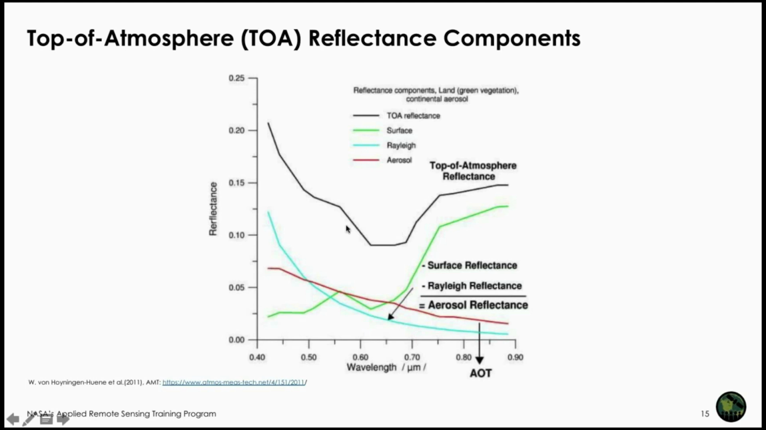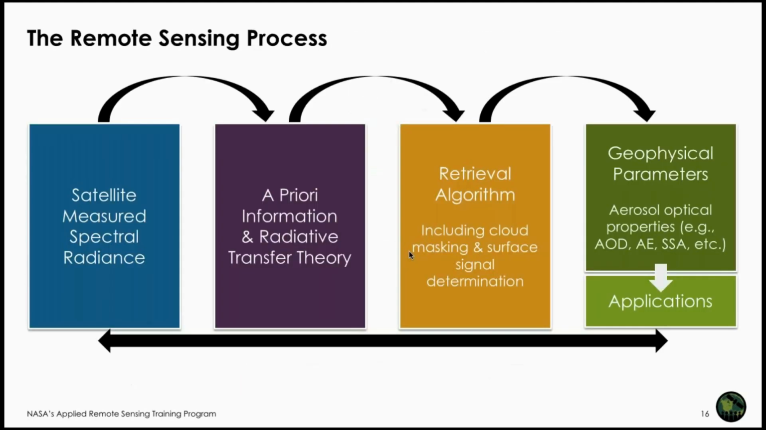If we know this surface signal and the Rayleigh signal from the top of atmosphere, then we can calculate the aerosol signal only, like the red line: TOA reflectance minus surface reflectance minus Rayleigh scattering reflectance equals aerosol reflectance. So the aerosol retrieval algorithm has this concept.